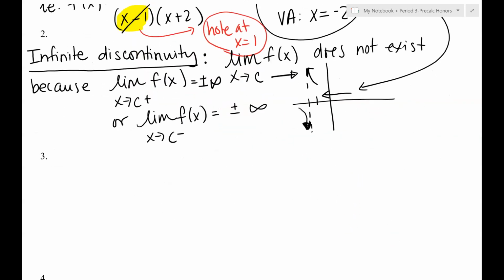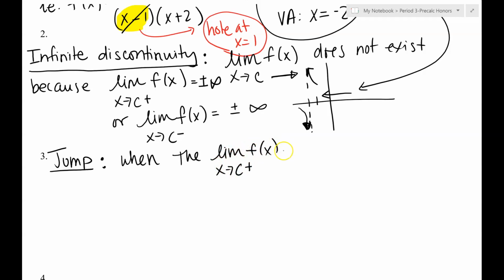3 is a jump. Jump is another type of discontinuity. Again, this is also non-removable. So the definition is when the limit as x approaches c from the right of your function is not the same as x approaches c from the left of f of x. Okay. We have seen this already.